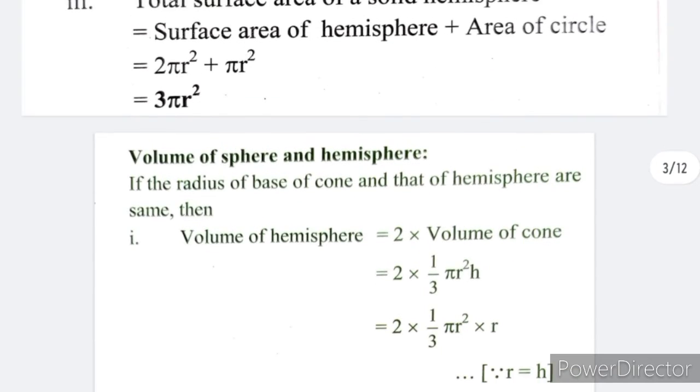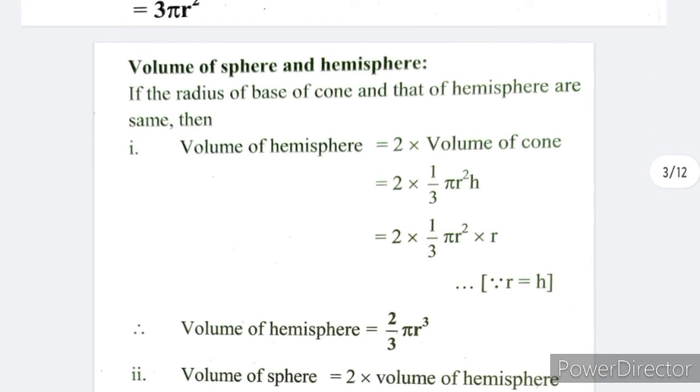Volume of sphere and hemisphere. Now let's learn about volume. If the radius of the base of a cone and that of a hemisphere are the same, meaning they should be the same, then the volume of the hemisphere is 2 into the volume of the cone. So the volume of the hemisphere is 2 into 1 upon 3 pi r square h, and that is equal to 2 into 1 upon 3 pi r square into r. So this is the formula for the volume of a hemisphere.